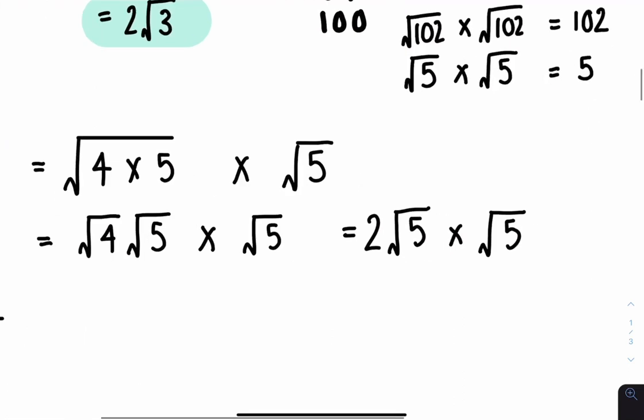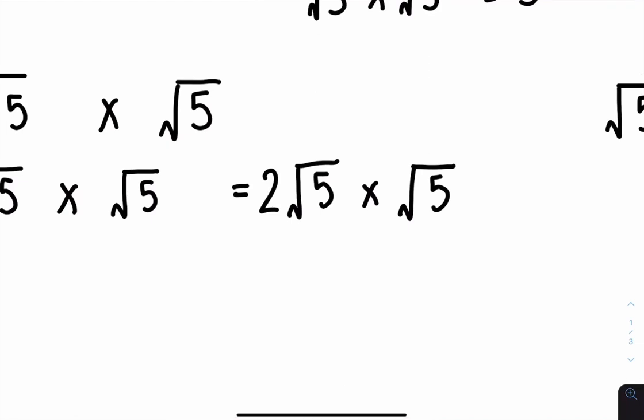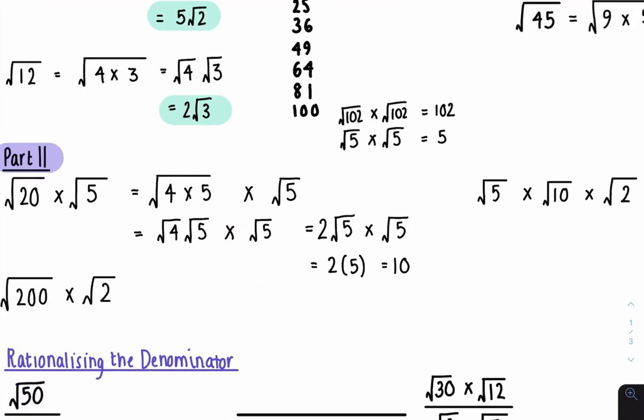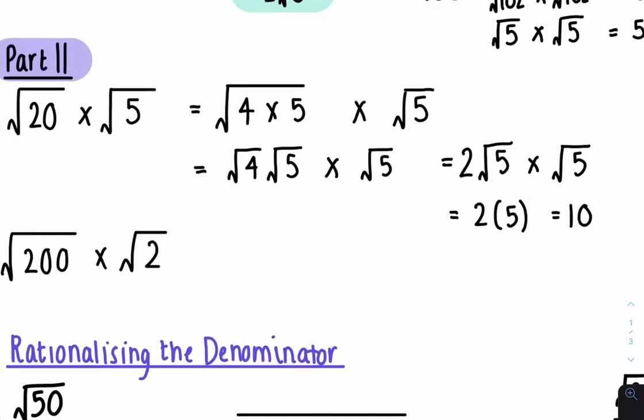So, now if we have 2 root 5 times root 5, well, we know that root 5 times root 5 just gives you 5. So we essentially just have 2 times 5. So your final answer is 10. So that was one way to do it. I'm going to show you the other way to do it with the second example.